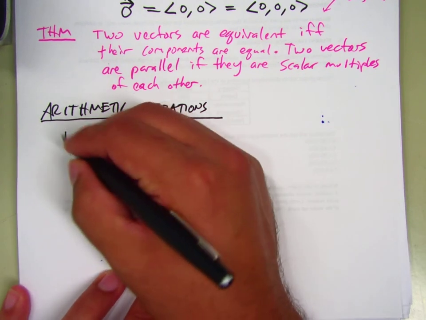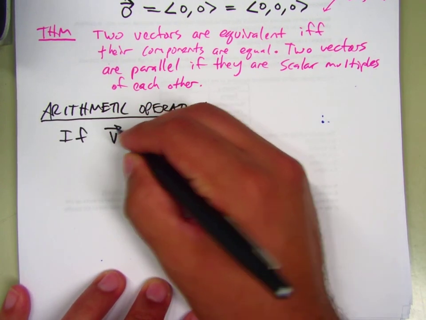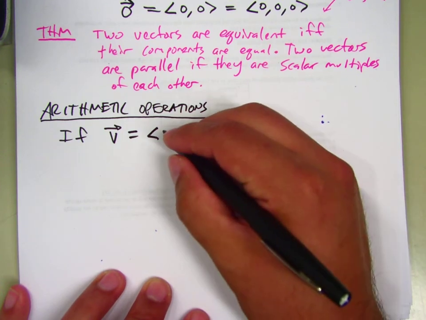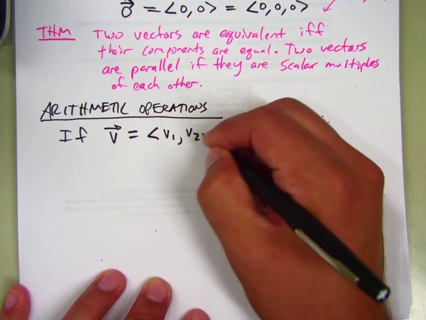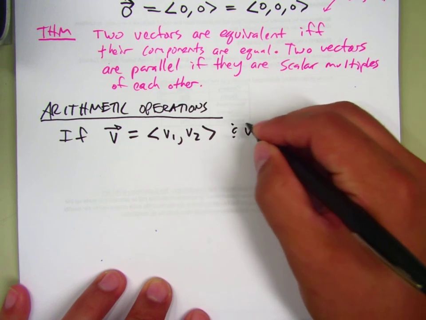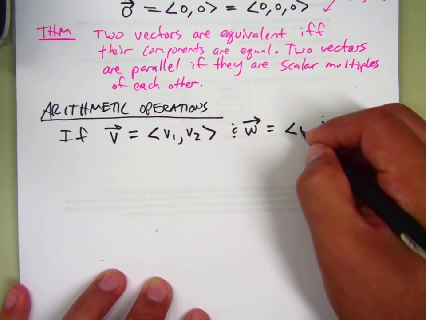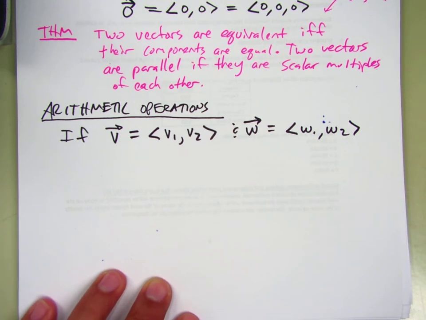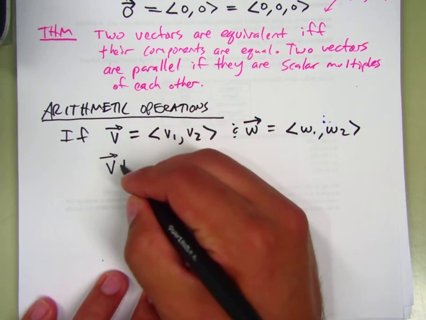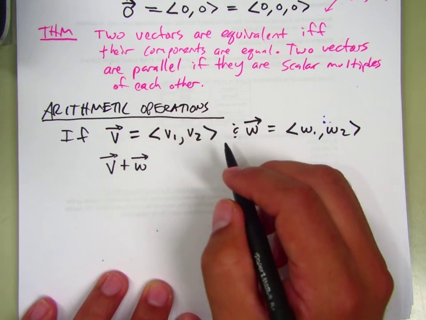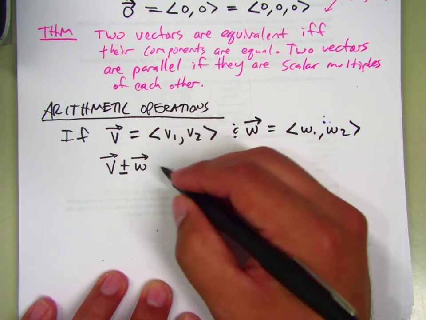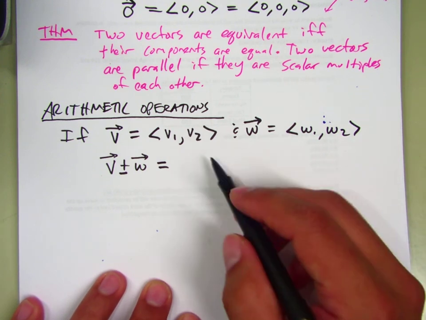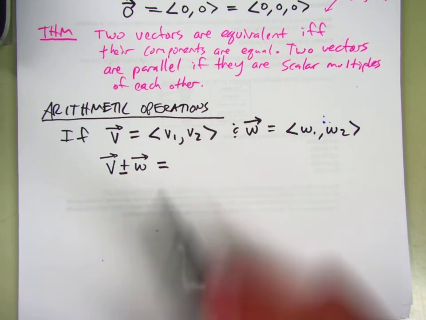So let's say we have two vectors. And let's say they're already written in component form. So let's say V has components V1 and V2. And let's say W has components W1, W2. If I wanted to add or subtract the vectors together, those of you that have taken physics, what do you do?